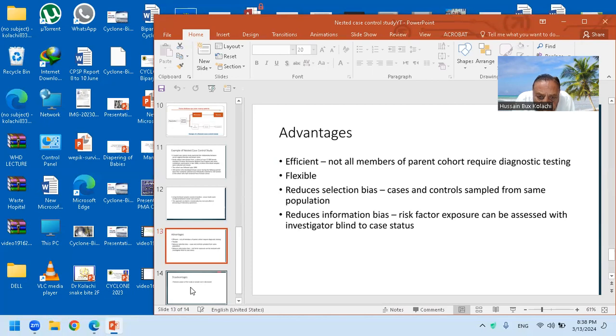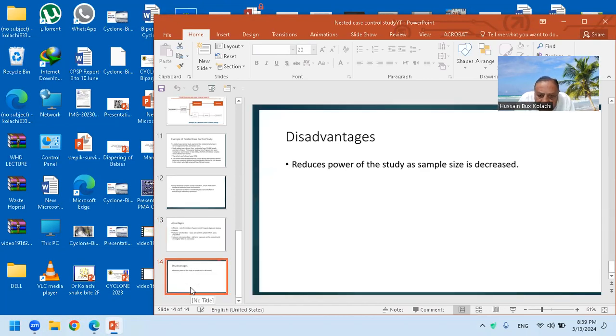Likewise there is flexibility, it reduces selection bias, and reduces information bias. Risk factor exposure can be assessed with the investigator blind to status. Blind to status means a single blind study. With this, one disadvantage is that it reduces the power of the study as the sample size is decreased. Out of 57,000, you have selected 150 controls and 150 cases. So that is one of the weak points.